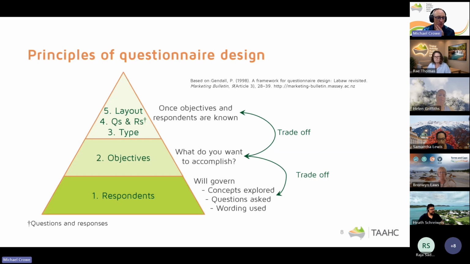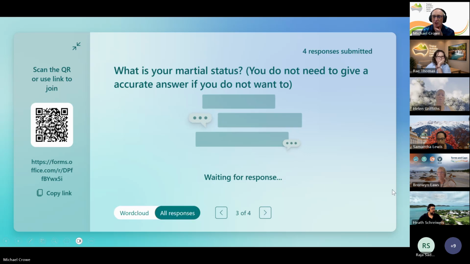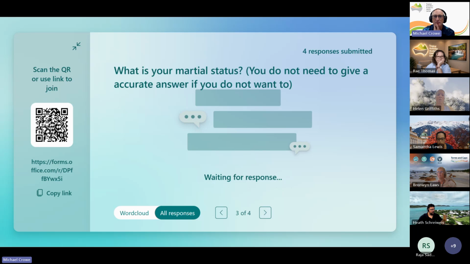All right, so to put some of this into practice, let's go with another question. You don't have to give an accurate answer to this one if you don't want to, either in the chat or online. But, you know, you can put in someone else's.